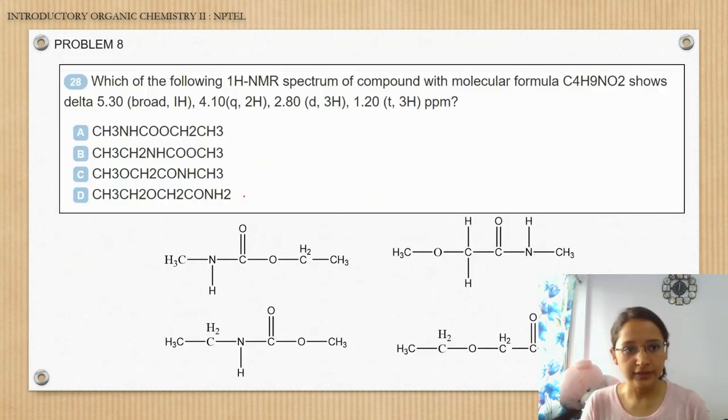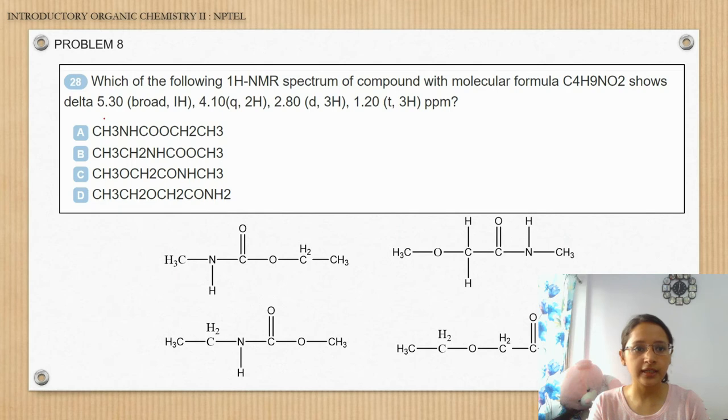So here, which of the following 1H NMR spectra of a compound with molecular formula C4H9NO2 shows delta 5.3 broad for 1H, 4.1 quartet for 2H, 2.8 doublet for 3H, and 1.2 triplet for 3H, right? So we have to look at the molecular structures of the compounds to answer this problem. They have given the NMR data, that is, the chemical shift values of the protons present in that compound.